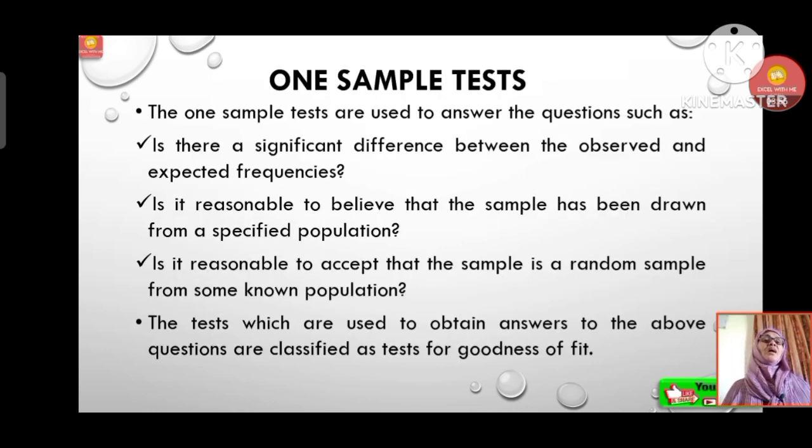Now, one sample test. What are one sample tests? The one sample tests are used to answer the questions such as, is there a significant difference between the observed and expected frequencies? Is it reasonable to believe that the sample has been drawn from a specified population? Is it reasonable to accept that the sample is a random sample from some known population? The tests which are used to obtain answers to the above questions are classified as tests for goodness of fit.